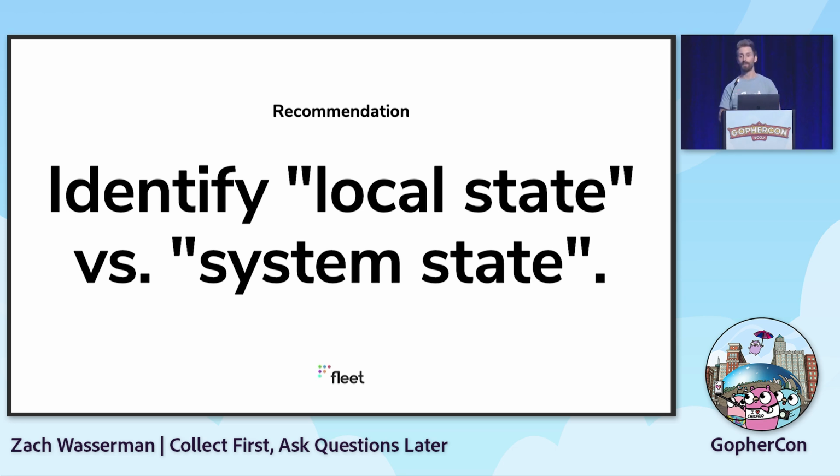And a recommendation, if you're taking this kind of approach, identify what I'm calling here local state. So for example, the CPU or memory profile of the running process versus state that is the entire system, such as errors that are happening across multiple processes, infrastructure dependency statuses, these kind of things, and decide which local state and which system state you'd want to collect.